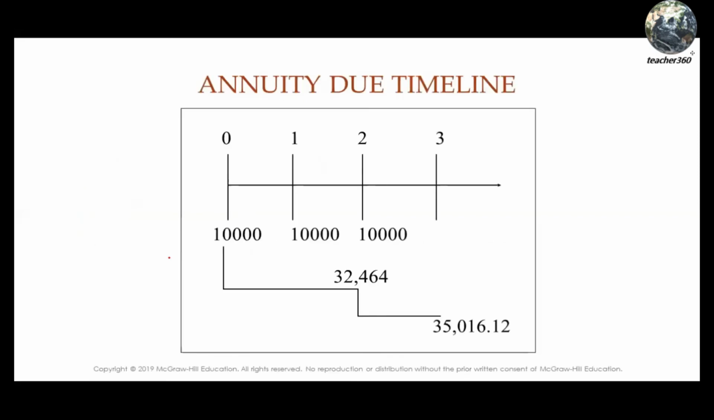I have also displayed a timeline for annuity due. You can see if you use the annuity due timeline, then at year 2, its future value is 32,464. At year 3, your future value is 35,061.12.